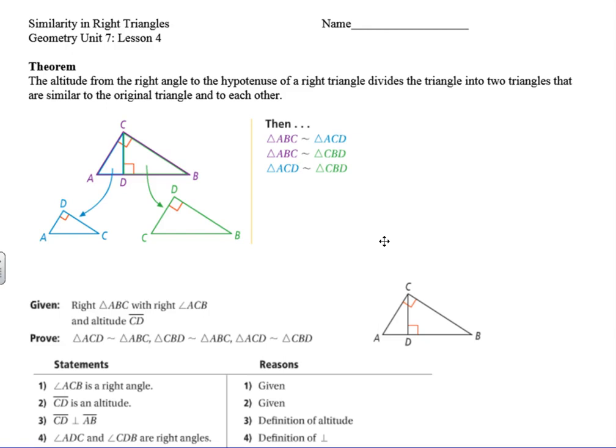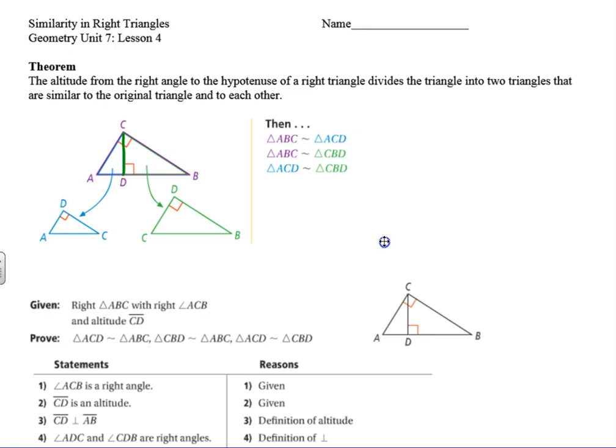Okay, so here's the theorem. The altitude, remember an altitude is always drawn from a vertex perpendicular to the opposite side. So in this picture, CD is the altitude. The altitude from the right angle to the hypotenuse of a right triangle divides the triangle into two triangles that are similar to the original triangle and to each other.